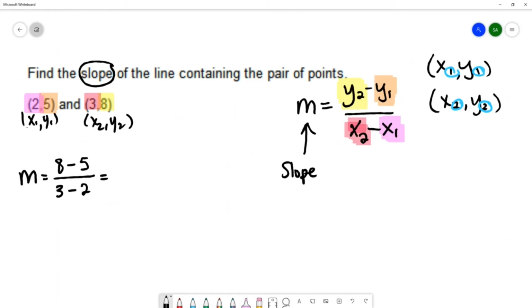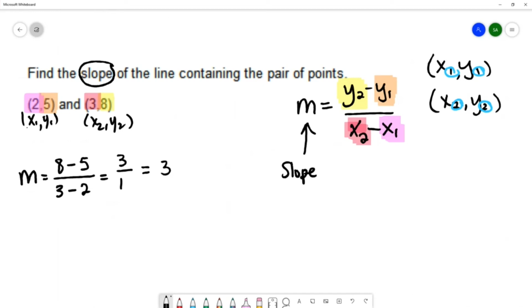8 minus 5 is 3. 3 minus 2 is 1. And then I'm going to reduce that fraction. 3 over 1 is 3. So we have the slope of the line containing these points to be 3.